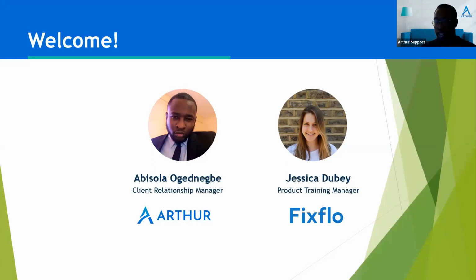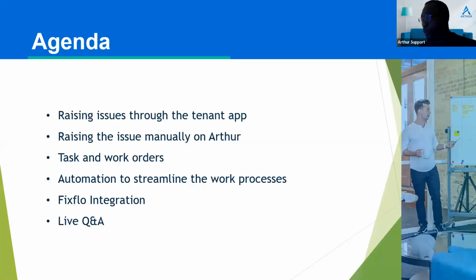Okay, so let's go to the agenda. The first item we want to be discussing is raising issues through the tenant app, also raising issues manually on Alpha, as well as understanding what tasks and work orders are and how to differentiate between the both of them.